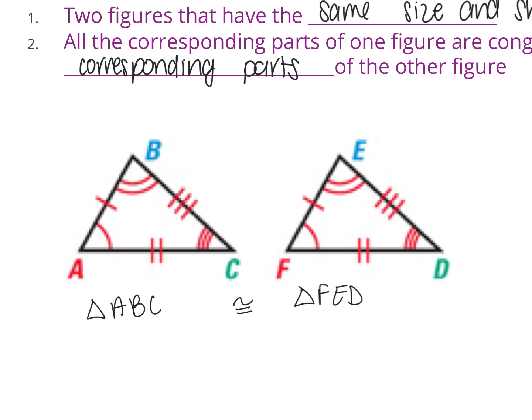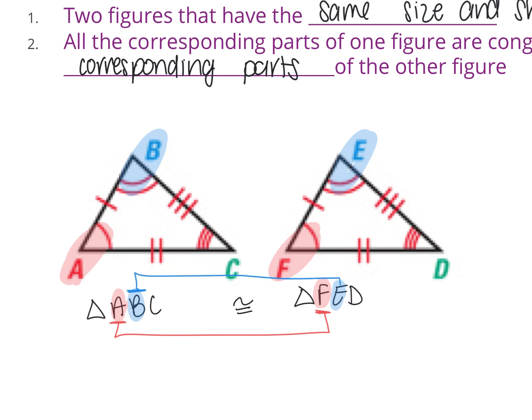So what am I matching? I'm matching my A with my F. You can see that it's highlighted with that color, my reds with my reds. Then I have my B with my E. Those are going to be congruent together. So A and F, B and E. And then my last one is my C. C is going to be congruent with D.